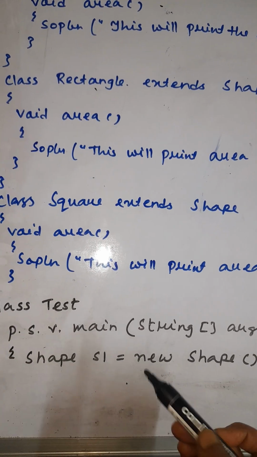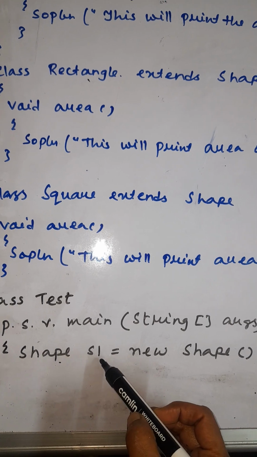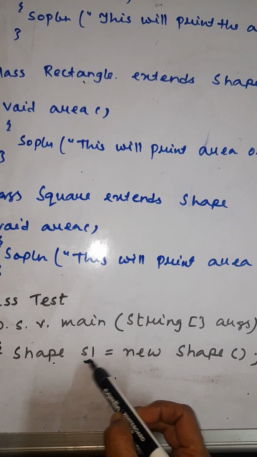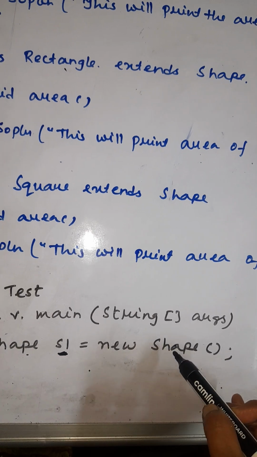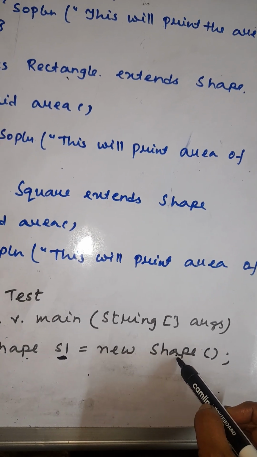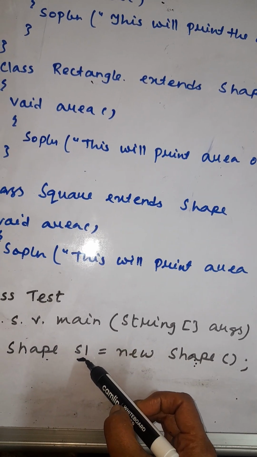Now here you see, I use one reference, S1, which is the reference, and new Shape. Using the new Shape I try to create the object. The address of this object will be stored within S1.